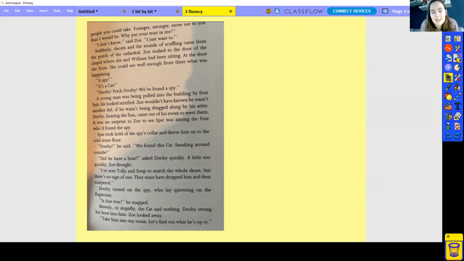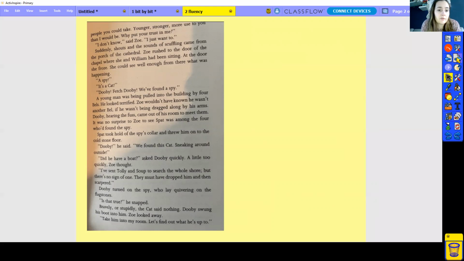So it's talking about people, that there's lots of people you could take. Younger, stronger, more used to you than I would be. Why put your trust in me? I don't know, said Zoe. I just want to.